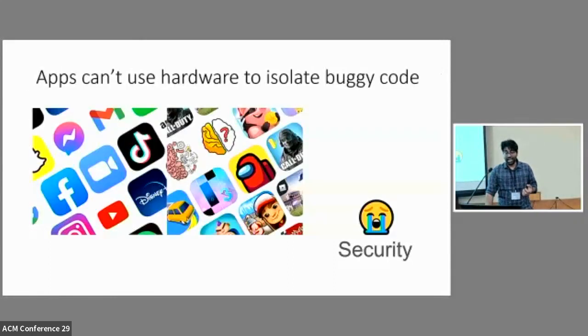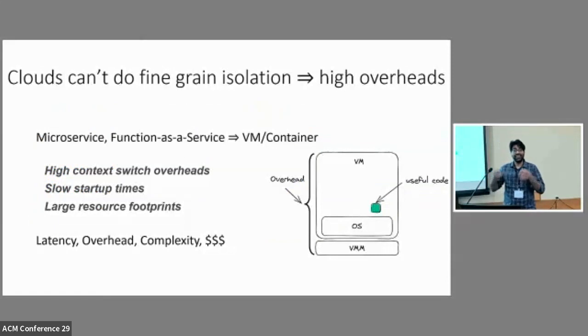So for example, applications today typically are monoliths. You can't just pick up hardware and say, isolate this library. And this actually makes the security of applications rather fragile. The same limitations of hardware also affect clouds. Clouds and edge platforms, for example, can't do fine-grained isolation. They have to rely on techniques like VMs and containers where there is a large amount of overhead. There's context switch overheads, startup time costs, resource footprints that make things expensive.